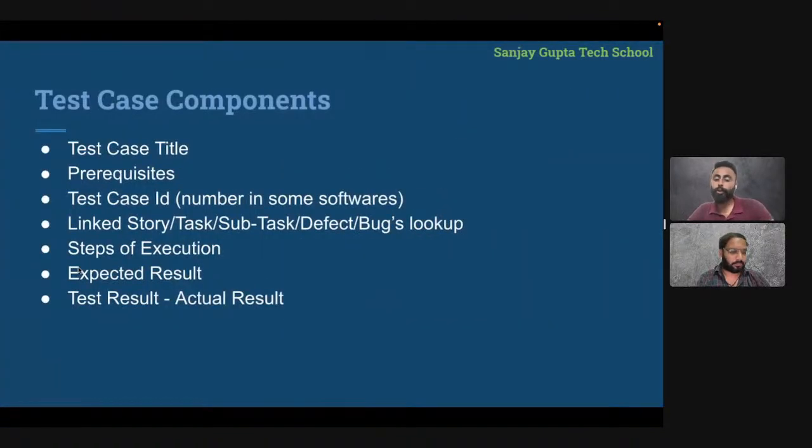Next one is link story, task or subtask, defect or bugs lookup. When we are creating a test case, we usually get an option to create the test case from our ticket itself, which is either on Jira or any other platform. In that case, a lookup is automatically generated on the test case of that particular ticket. If not, we can have the number or the ID of the ticket populated manually on the test case, and it will be linked to that particular ticket.